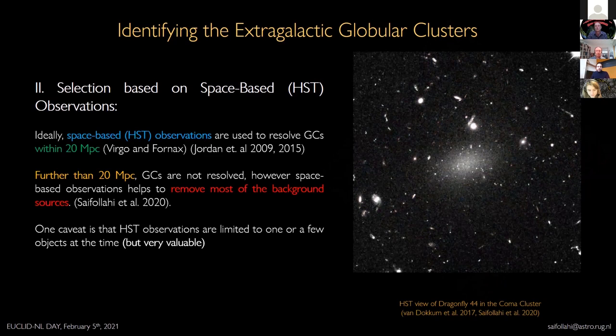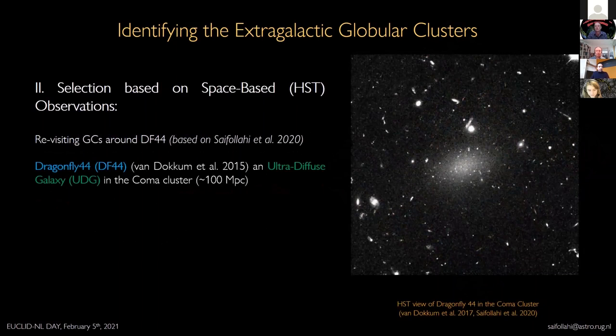So this is the ideal case to use HST, but the problem is that HST is usually limited to one or a few objects. But what I want to say is that even this one observation or few observations can be very, very meaningful for us, and tells us a lot, since the selection is very, very clean.